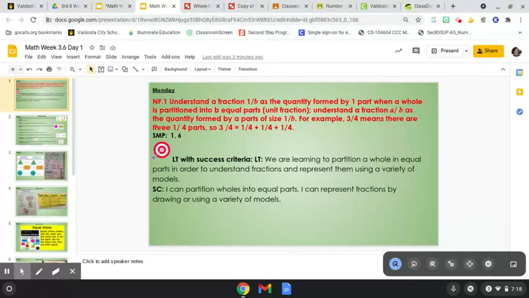3/4 means there are 3 1/4 parts. So 3/4 can be decomposed into 1/4 plus 1/4 plus 1/4. That's basically what that is saying. So we are learning to partition or cut equally a whole into equal parts in order to understand fractions and represent them using a variety of models. You will be successful if you know how to partition wholes into equal parts and how to represent fractions by drawing or using a variety of models.